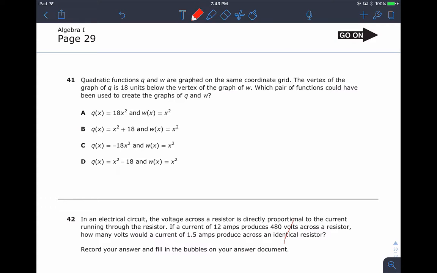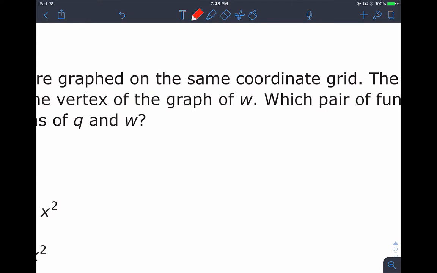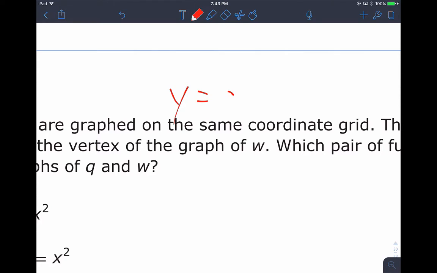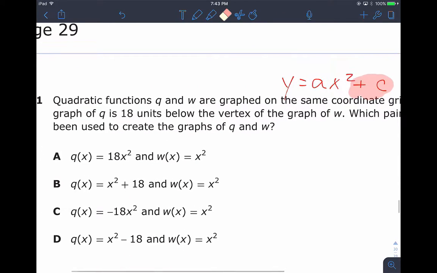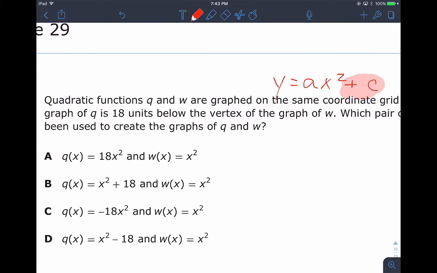What I would do is type these all in your graphing calculators and look at the different ones. The format for these here is ax squared plus c. The thing that moves your graphs up or down is this plus c right there. The higher c is, the higher the graph goes. The lower c is, the lower the graph goes. So we're trying to find two that have a difference of 18.